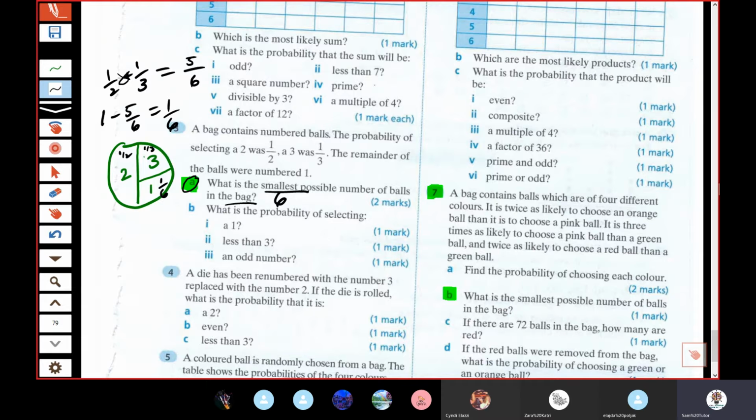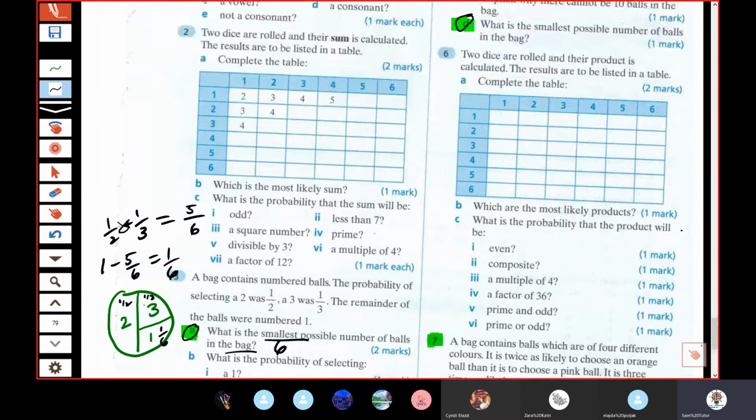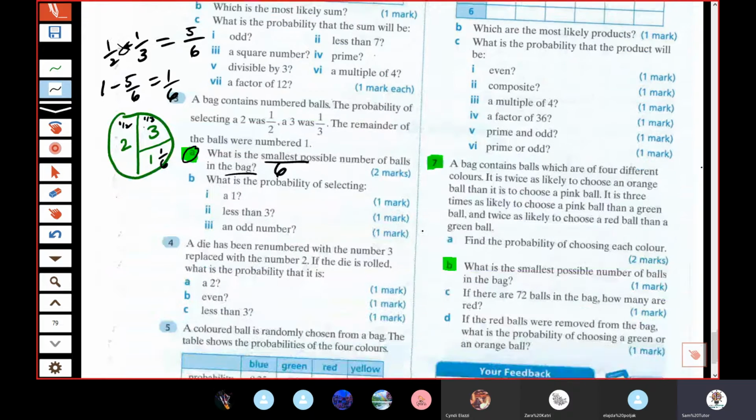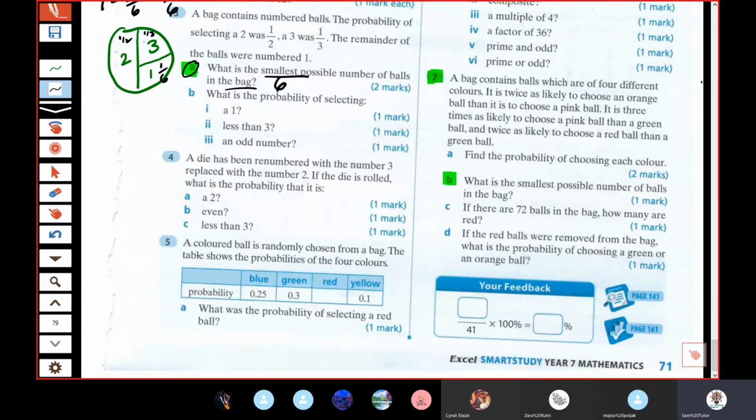All right, let's try that again. Different context. Let's have a look at this one. These are really weird, which is why I want to do it. A colored ball is randomly chosen from a bag. The table shows the probabilities of the 4 colors. Again, the way we did this was we wrote these as fractions. That's a quarter. That was 3/10. This is 1/10.